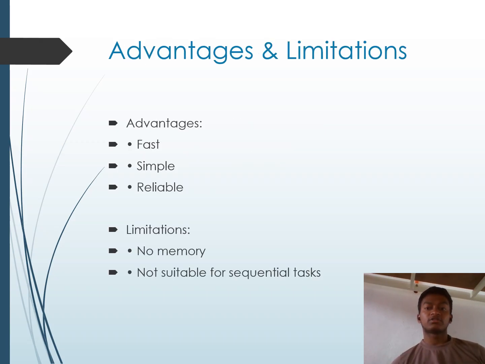Advantages and limitations of combinational logic circuits. The advantages of combinational circuits include their speed, simplicity, and reliability. There is no need for memory, unlike sequential logic circuits. Because of that, combinational logic circuits are fast, simple, and reliable. But the limitations are that they don't have any memory and are not suitable for sequential tasks. They are fast because they don't depend on clocks like sequential circuits.